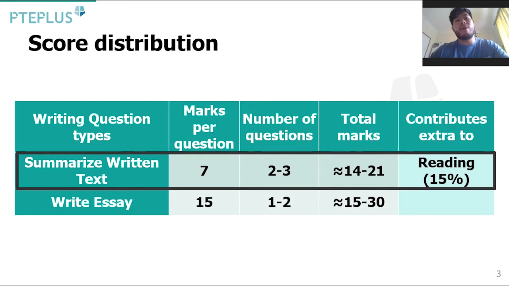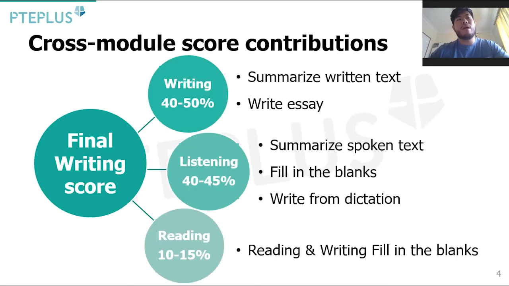So that means we can have between 2 to 3 summarizing written text questions, depending on how the machine decides to generate it, and 1 to 2 write essay questions. We can see here that marks allocated to each question is 7, giving us a total of between 14 to 21, depending on how many questions the machine decides to generate. And you can see here that summarizing written text actually contributes towards the reading section, approximately 15% of your total reading score. So let's have a look at some cross-module contributions and figure out where our writing score actually comes from.